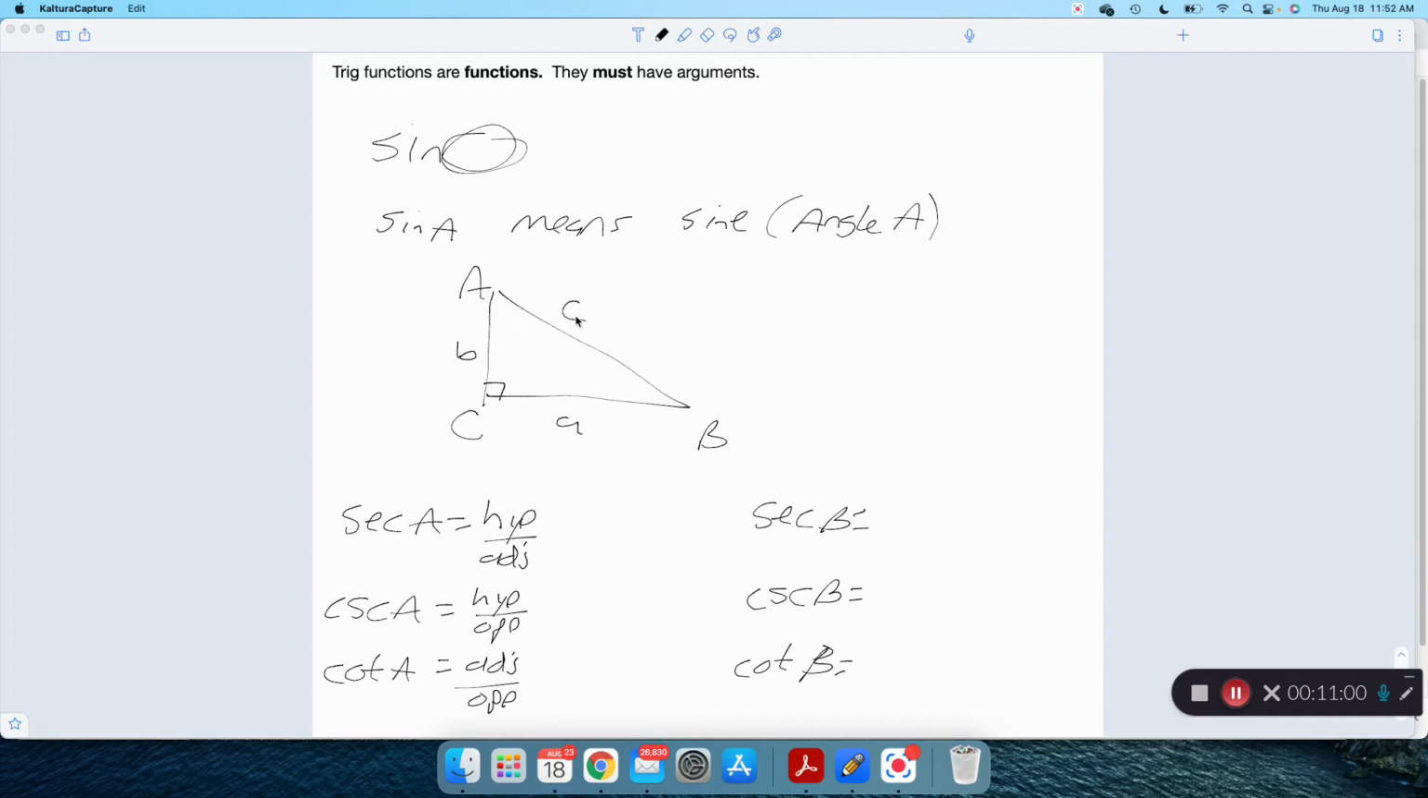So I'm here at angle A. The hypotenuse is always going to be little c. Adjacent to angle A is side b. It's right next door. Cosecant is hypotenuse c over opposite. I'm at angle A. Opposite angle A is little a. Cotangent is adjacent over opposite.